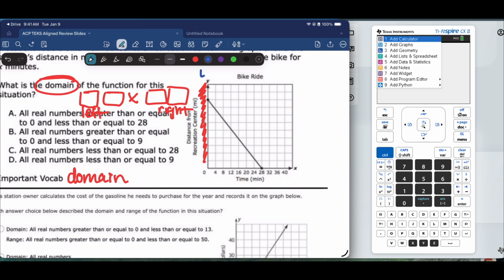My farthest left number is this point right here, which is 0. I put that here. My farthest right number is 28, so I put it right here. So I need an answer that has 0 and 28. If I look at A, 0, 28. If I look at B, 0, 9. If I look at C, just 28. And if I look at D, just 9. So I know that B and D are out because they have 9. And I also know C is out because it doesn't have my 0. I need 0 to 28.